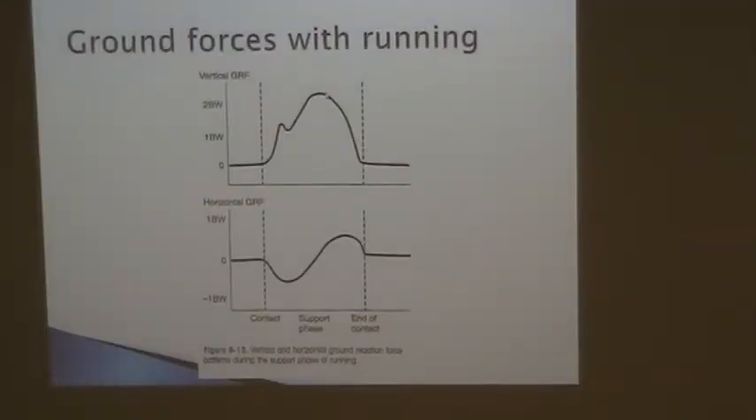Now, keep this in mind for future things we're going to talk about today. Vertical ground reaction force with running is just above 2, can be 2 to 3 times your body weight. So you've got a lot of force being placed on your joints in running.